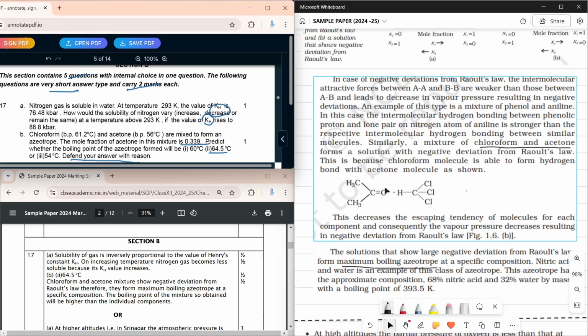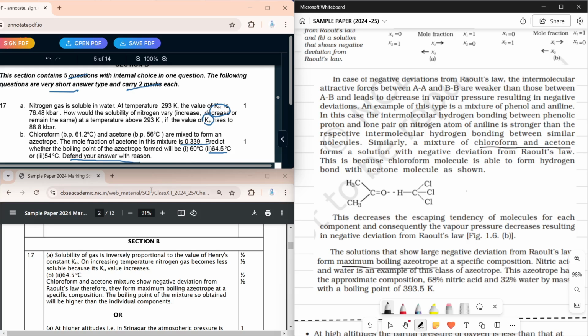Because of the strong interaction. So because the interactions are very strong, they are forming a negative deviation from Raoult's law. They are forming a maximum boiling azeotrope. So their boiling point will be higher than the boiling point of the individual components. Okay, so that's why you have the answer over here.